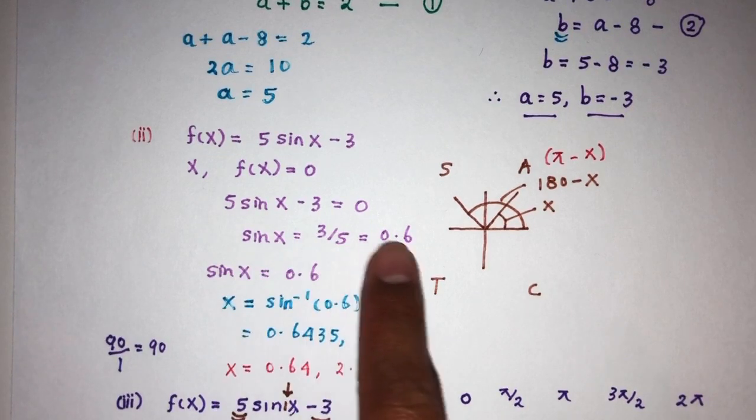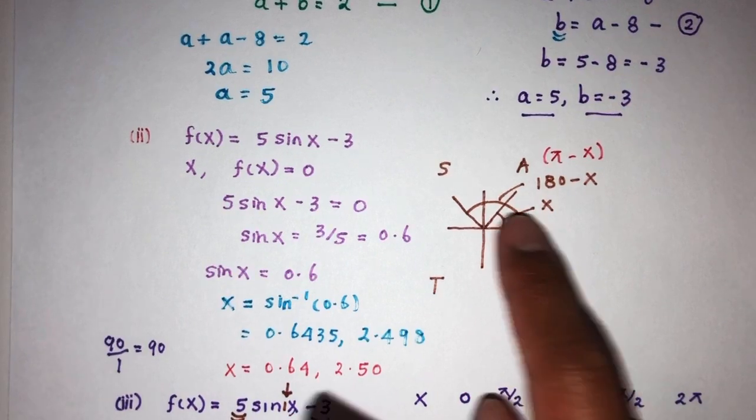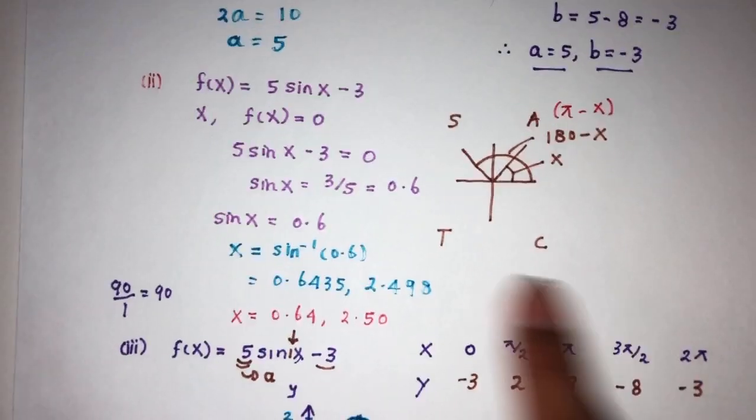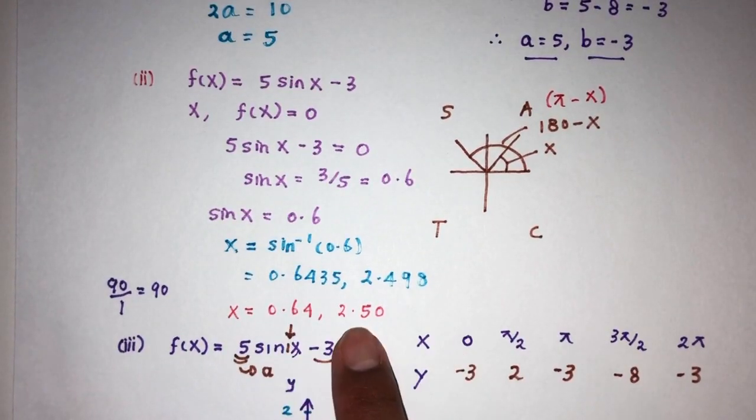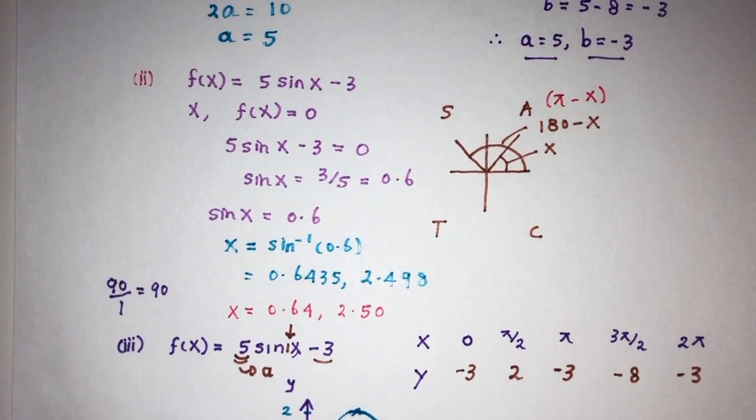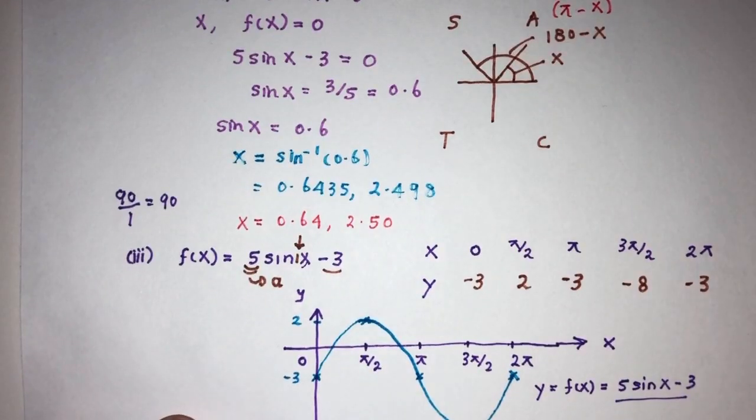And then we see it is a positive value. If it is a positive value, it will be in my first quadrant and in my second quadrant, right? Then we solve, we find the values correct to 2 decimal places. Great. Now for part 3, we have to sketch the graph.